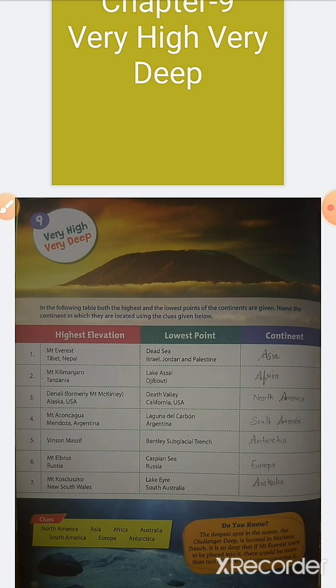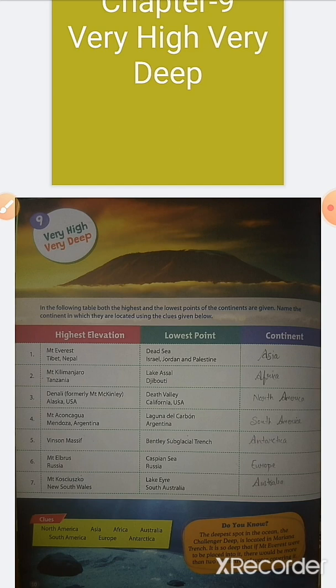Denali, formerly Mount McKinley, Alaska, USA. Denali is formerly known as Mount McKinley, and Denali is the third most prominent and third most isolated peak on Earth after Mount Everest and Aconcagua. Mount McKinley or Denali is the third most prominent peak after Mount Everest and Aconcagua.